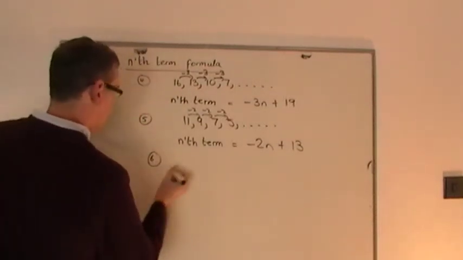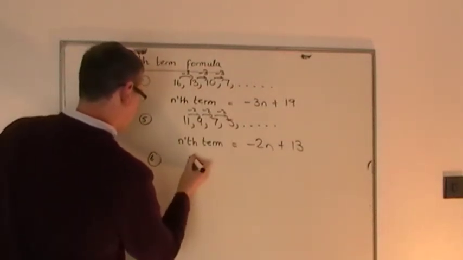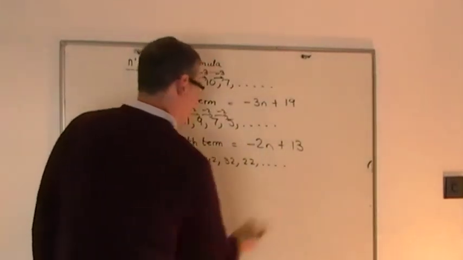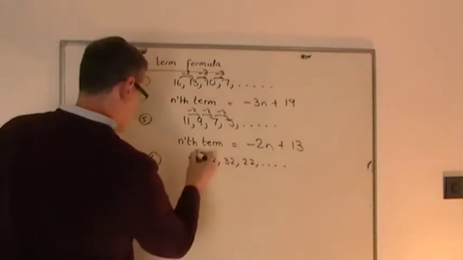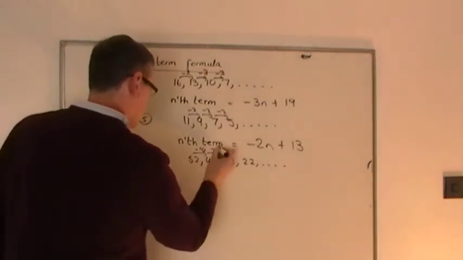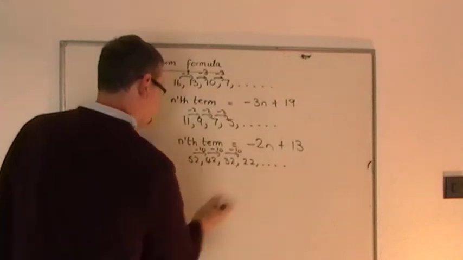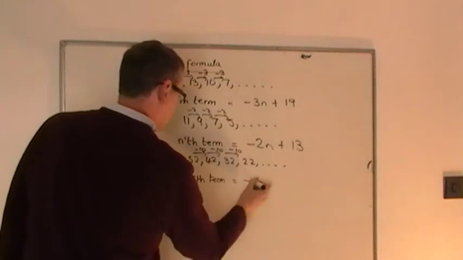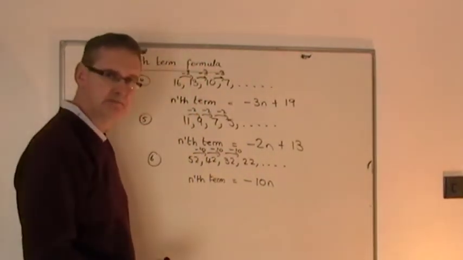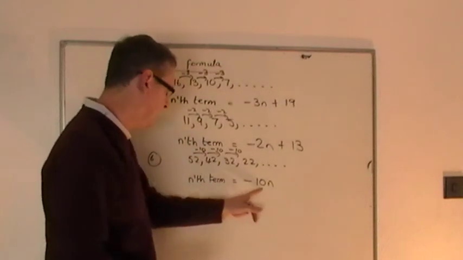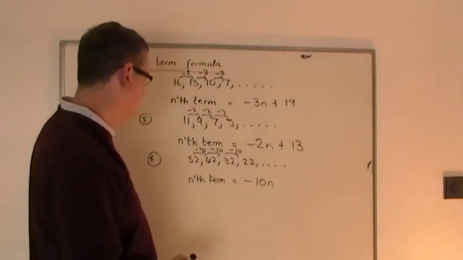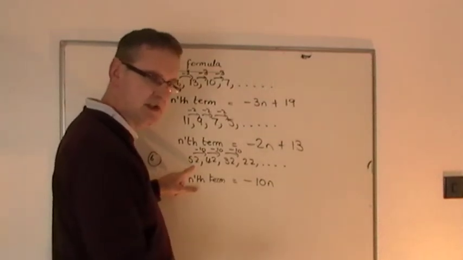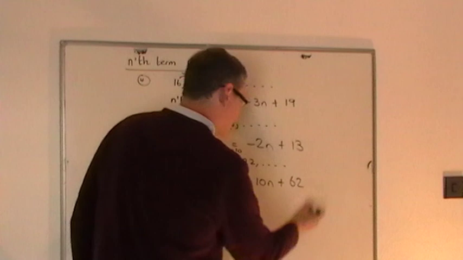I'll do one more quickly. How about 52, 42, 32, 22, and so on. Okay, you can see it's take away 10, take away 10, take away 10. So therefore the nth term formula will be minus 10n. Minus 10 times 1 is minus 10. It needs to be plus 52. So to go from minus 10 to plus 52, you need to add 62.